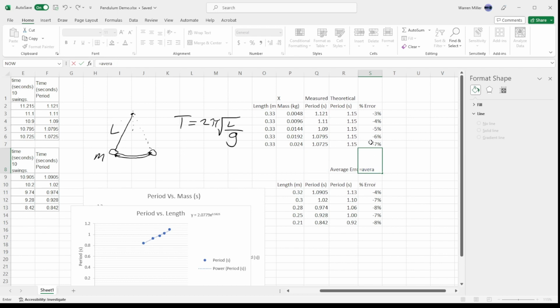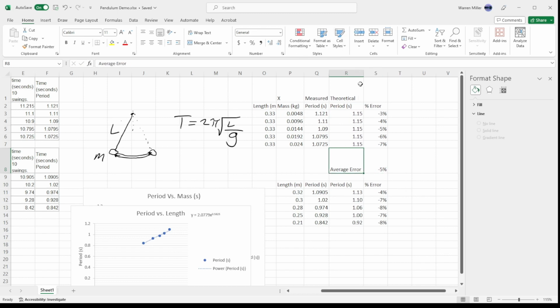Oh, not that average, not the word average. Average. I'm just going to type it. Average. I'm going to put an open parenthesis, and I'm just going to highlight the numbers I want to take an average of. So it's all these values first. Then close parenthesis, and hit enter. So the average error for my period versus mass trial was 5%.